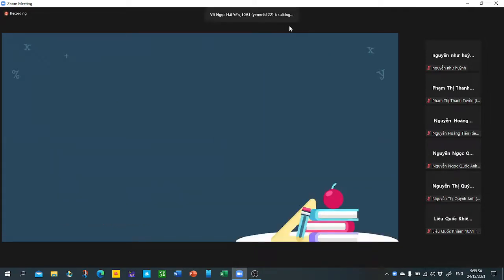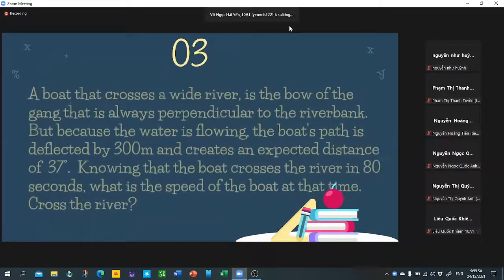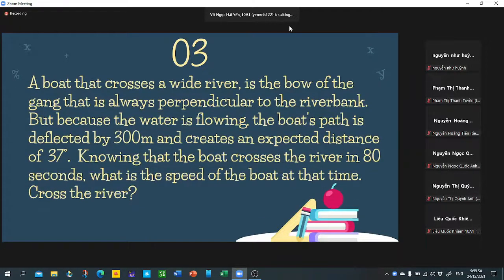All right, see the last question. A boat that crosses the wide river is steered so that it is always perpendicular to the river bank. But because the water is flowing, the boat's path is deflected by 300 meters and reaches an angle of 37 degrees. Knowing that the boat crosses the river in 80 seconds, what is the speed of the boat that crosses the river?